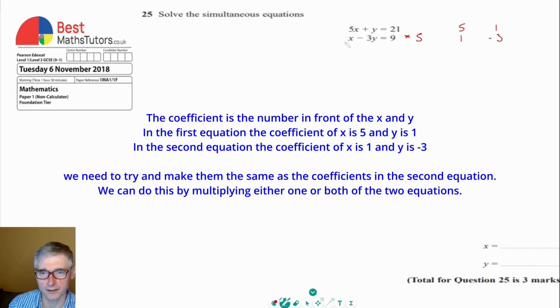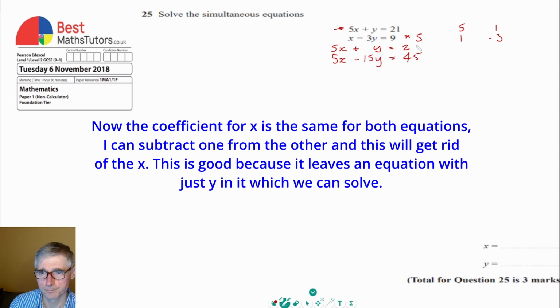So if I do that, I get 5 times x is just 5x. Then I've got 5 times -3y will give me -15y. And then I've got 5 times 9, and that will give me 45. Then I'm going to write the other equation, 5x plus y equals 21, above there. Because the signs here are both positive, I've got a +5 and a +5, I'm going to take away the second of these equations from the first equation.